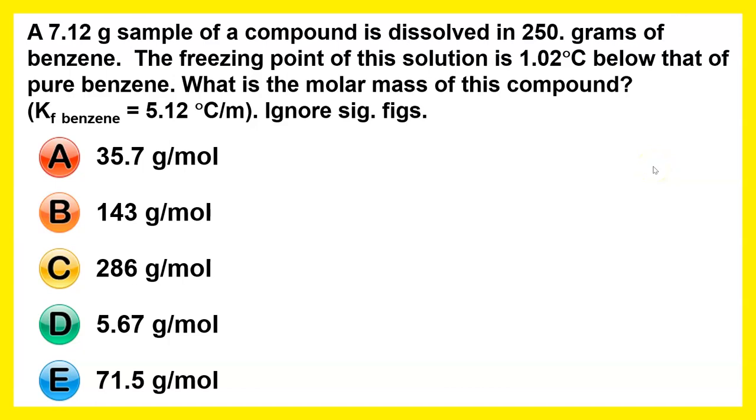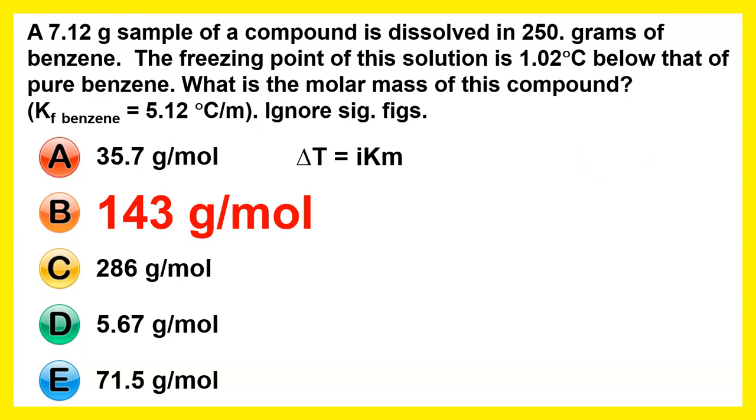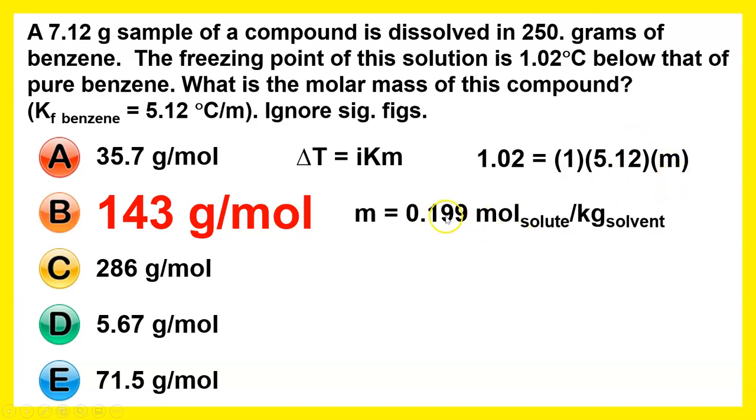All right, the molar mass of this unknown substance is 143 grams per mole. So let's see how we got there. We are going to use our delta T equation. I know that it's going to freeze 1.02 degrees lower than normal. It didn't tell me how many particles it breaks into, so that means I can assume it doesn't. I can assume it's going to just be a 1 for my i value. They gave me K, and I don't know the molality. So I'm solving for molality, and I find out when you solve for m, you get 0.199.